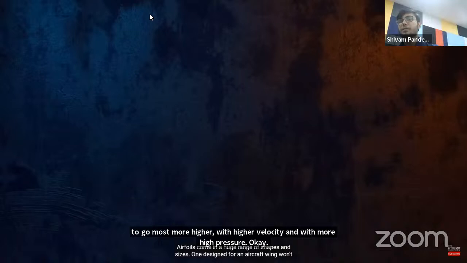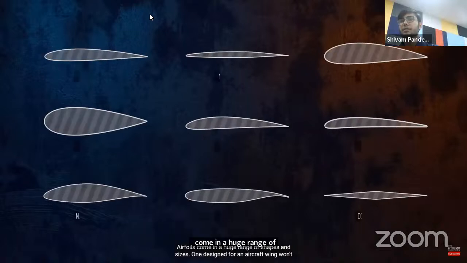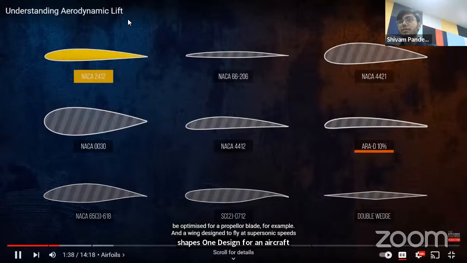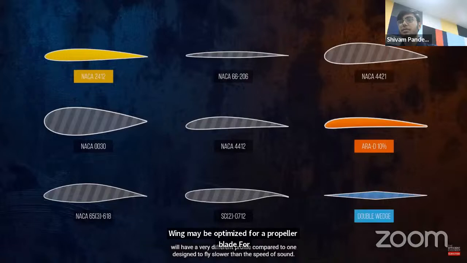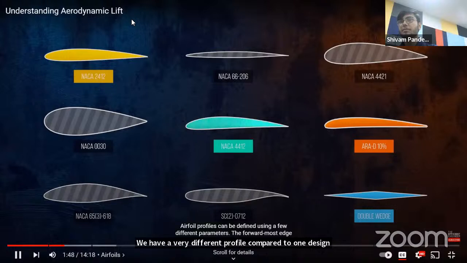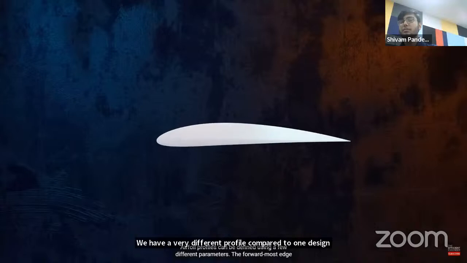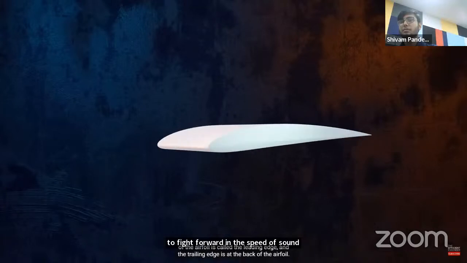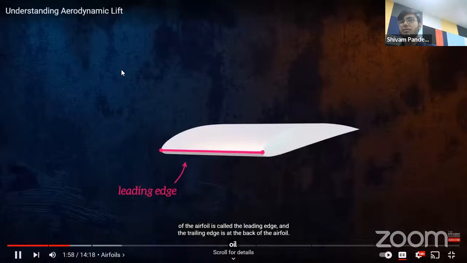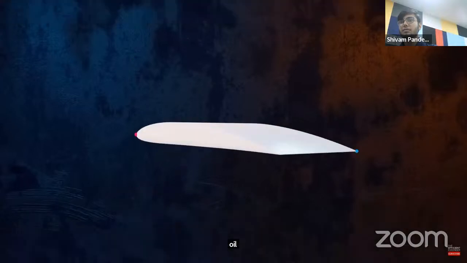Airfoils come in a huge range of shapes and sizes. One designed for an aircraft wing won't be optimized for a propeller blade, for example. And a wing designed to fly at supersonic speeds will have a very different profile compared to one designed to fly slower than the speed of sound. Airfoil profiles can be defined using a few different parameters. The forwardmost edge of the airfoil is called the leading edge, and the trailing edge is at the back of the airfoil.